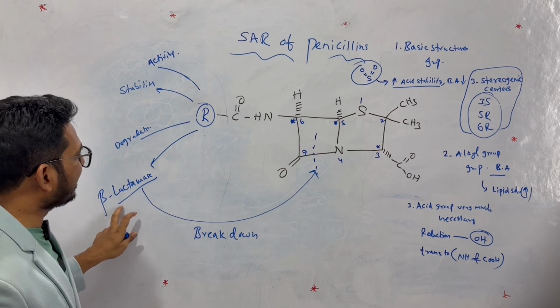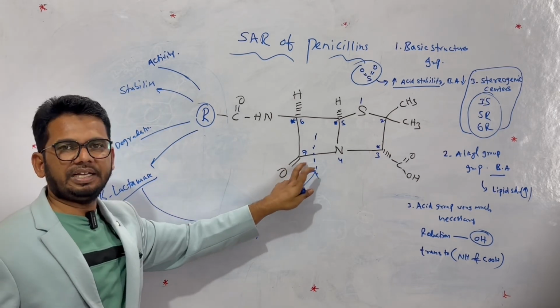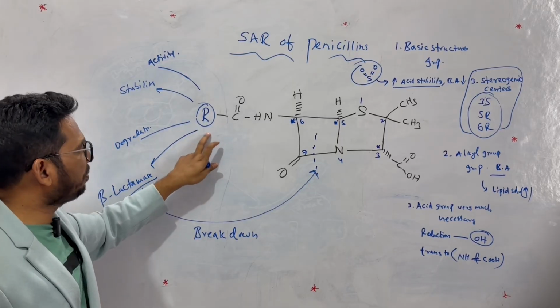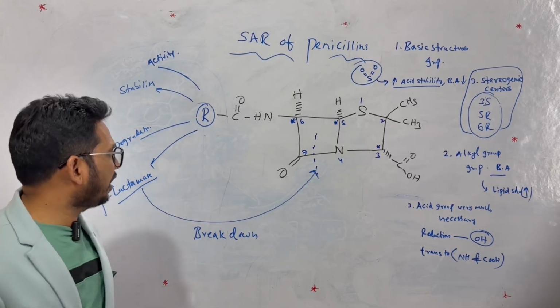What I told, beta lactamase is very dangerous for this beta lactam ring. That's why it has to be prevented. It has to be prevented, which means the R group is important. Now I will show you which R groups are there.